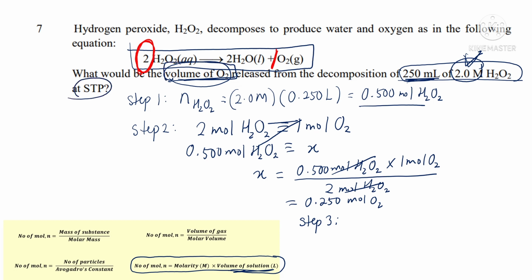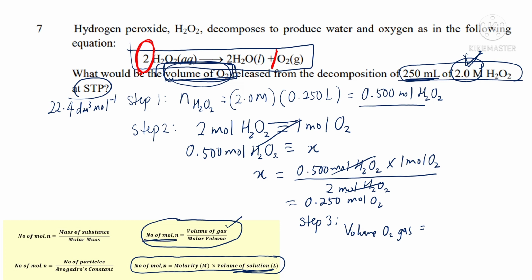So at STP, we know that the molar volume at STP is 22.4 dm³ per mole. And to find the volume of oxygen gas, we need to use this formula. From the formula, we know that to find the volume of oxygen gas, we need to use the number of moles of oxygen gas that we found in step number 2, multiplied by the molar volume at STP, which is 22.4 dm³ per mole, to give us the volume of oxygen gas as 5.600 dm³.